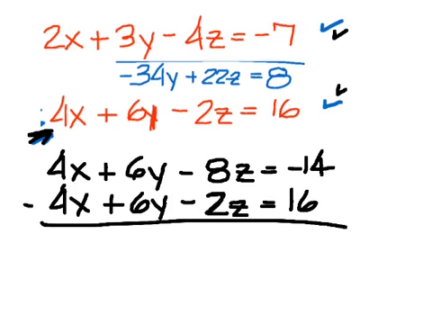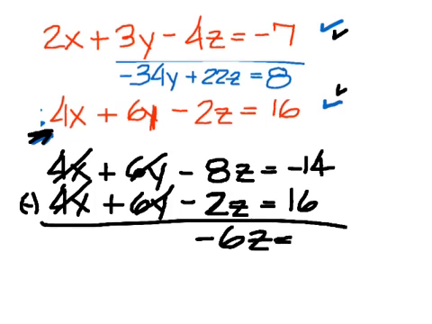And now we have to subtract because they're both positive 4x's, so these cancel. And this is going to cancel as well. 6 minus 6 is 0, so those are gone. And then negative 8 minus a negative 2 would be a negative 6z. And then negative 14 minus 16 is a negative 30. Okay. You could also go ahead and put z equals 5 on there as well.